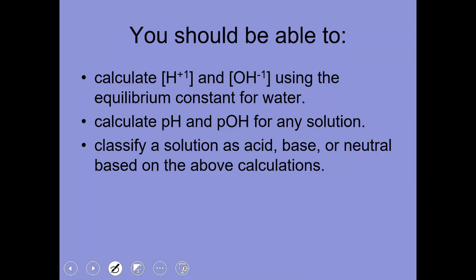So hopefully after this presentation, you can use that equilibrium constant, the Kw, to calculate the hydrogen or the hydroxide. You have to have the hydrogen to calculate the hydroxide. You have to have the hydroxide to calculate the hydrogen. Once you have those, you can calculate the pH and the pOH, and you can compare the numbers to classify any solution as an acid, base, or neutral. So good luck.